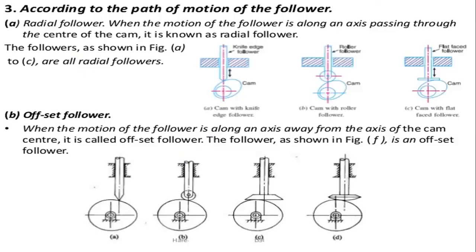The last type of classification is according to the path of the follower. In these, two types of followers have been taken. First one is the radial follower and second one is the offset follower. So considering the path of motion, depending on the motion type, we are going to take this one.